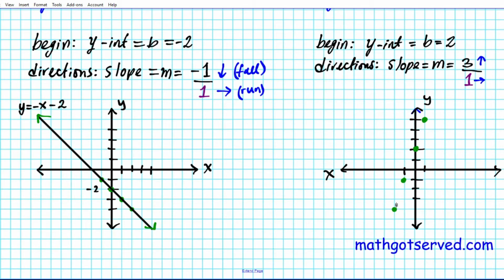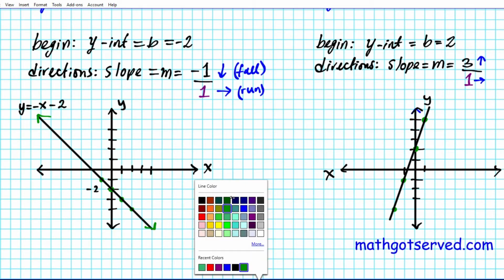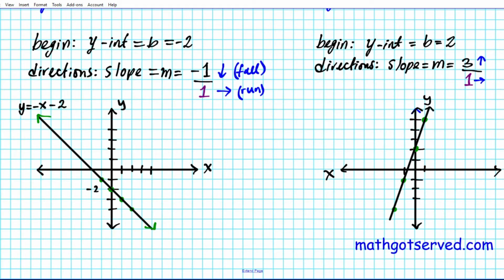If you start from this point, you rise 3, run 1. You end up here, rise 3, run 1, rise 3, run 1. The slope is always constant for linear functions. Okay, constant means it stays the same. All right, so there goes the line of the equation y equals 3x plus 2. All right, let's put the name of the line there. So this is y equals 3x plus 2. And then our y-intercept is 2, and our slope is 3.